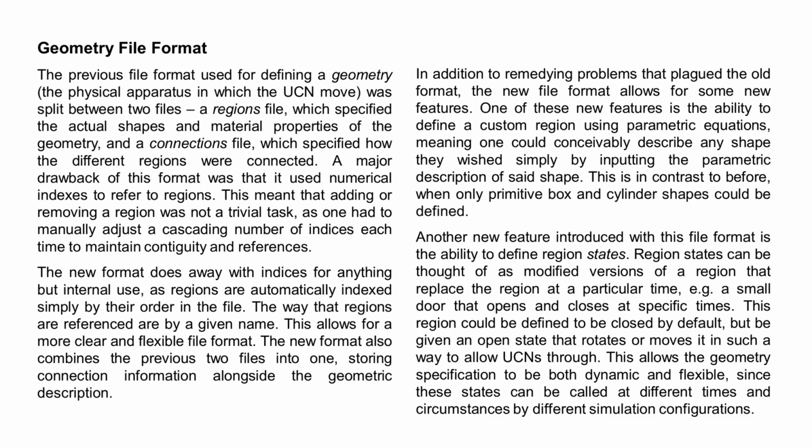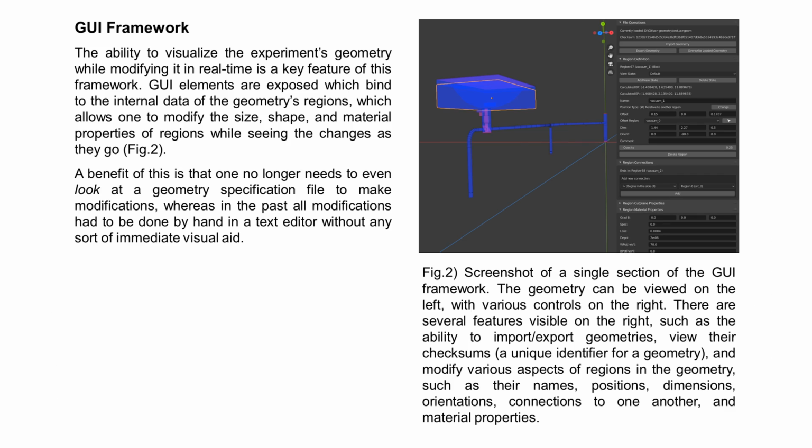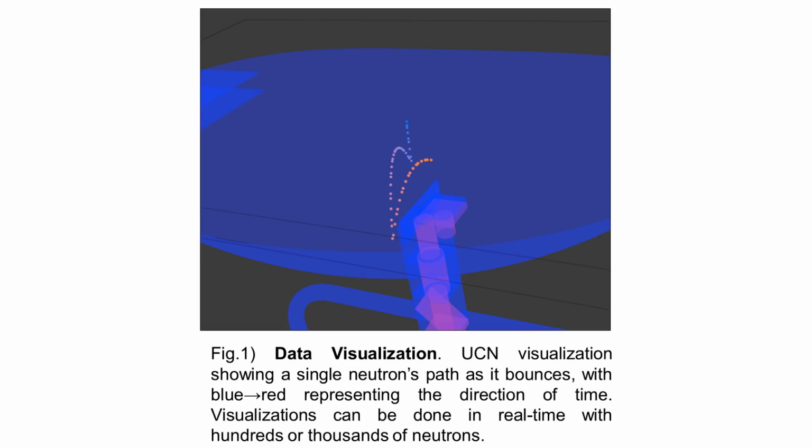As for the framework itself, the main feature is, of course, being able to not only view the geometry, but to be able to modify it and see your changes take effect immediately. This makes the process of modifying the geometry both faster and less error-prone. Simulation data can also be superimposed onto the geometry to provide a visualization of the simulation being run. This feature actually required a bit of engineering to accomplish.